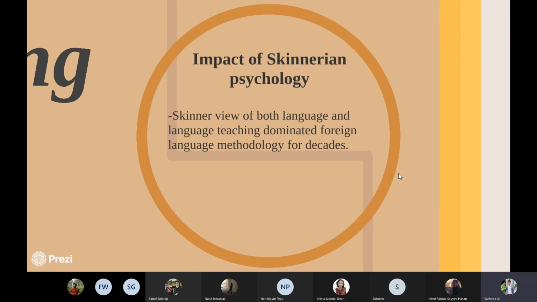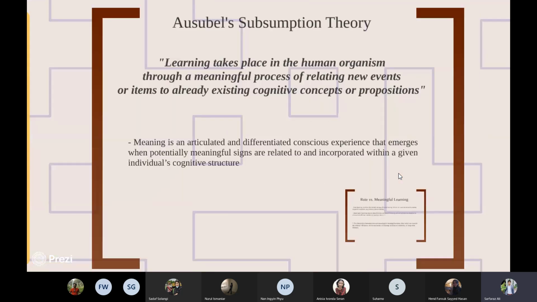Yes, the impact was huge in the field of psychology, because Skinner viewed both language and language teaching, and that dominated both fields: foreign language methodology and first language acquisition too.